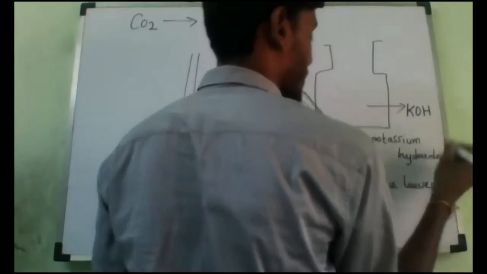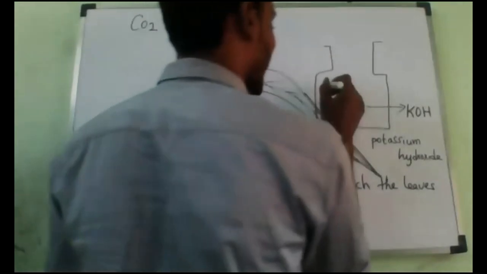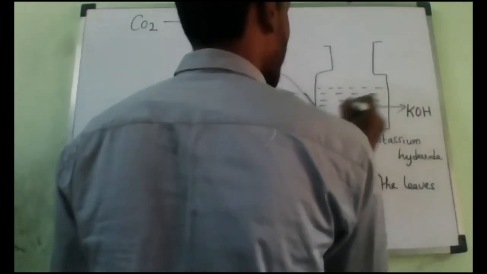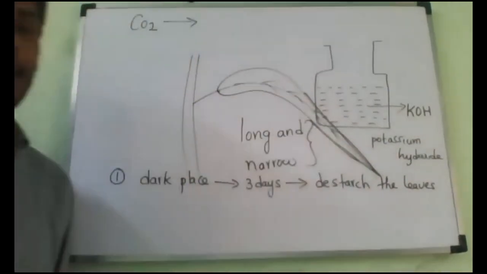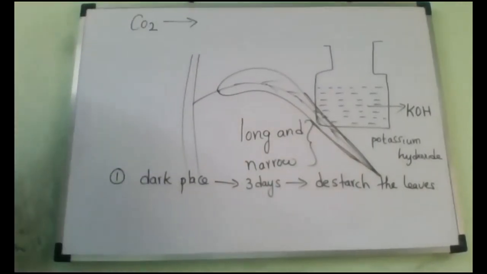Why should we keep potassium hydroxide? That is my question. We have to keep potassium hydroxide inside this glass bottle, which has a wider mouth. This is not water. What we are keeping is potassium hydroxide. So why should we keep the potassium hydroxide? Any idea? Anybody can tell.